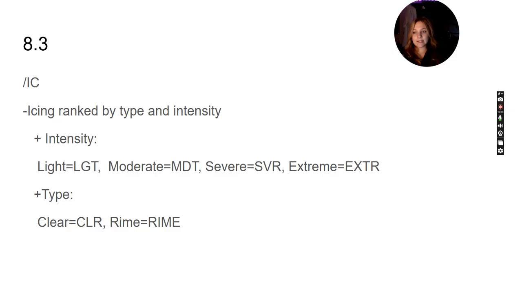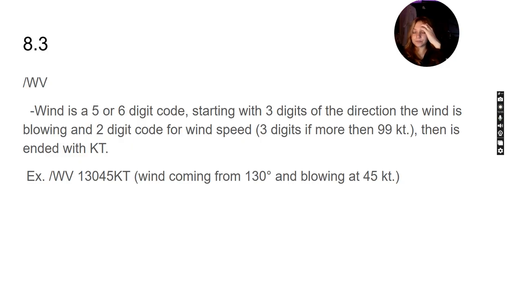Okay, slash IC, that's icing. Ice is ranked by type and intensity, just like turbulence. The intensity scale is the same, and then for type, you can either have clear, so icing that's clear and pretty sheer, and then rime, which is more glossy, bumpy, and appears more milky on your wings. So those are the two types. I don't know why I didn't have an example.